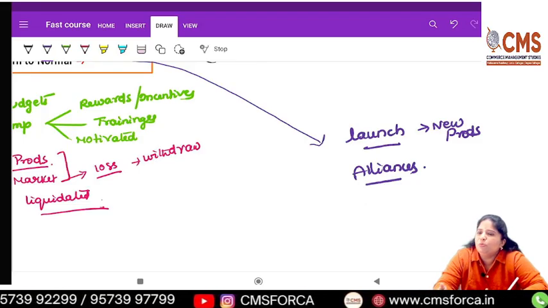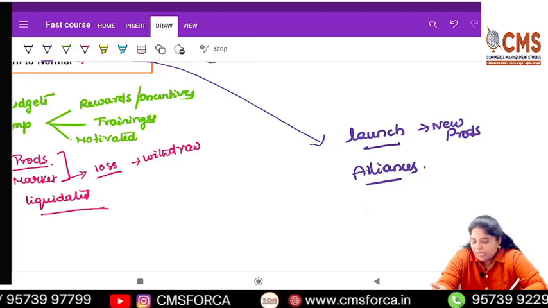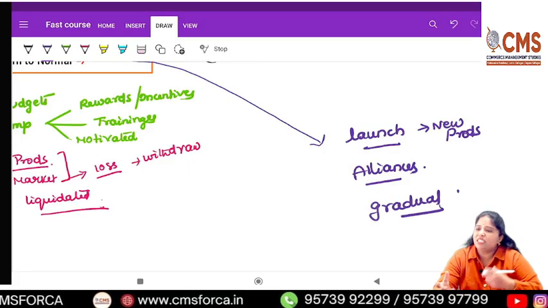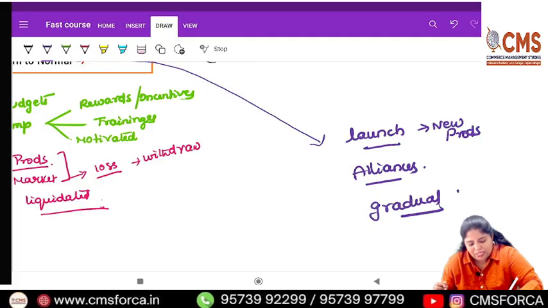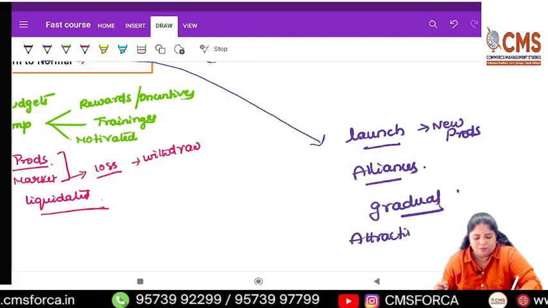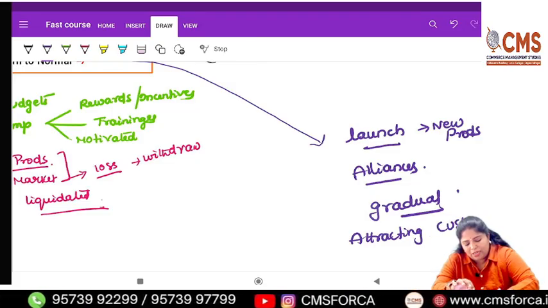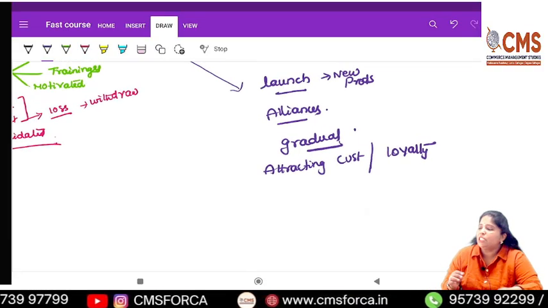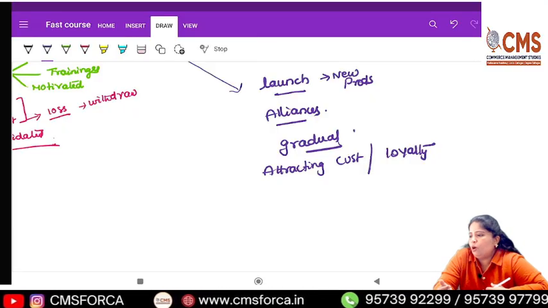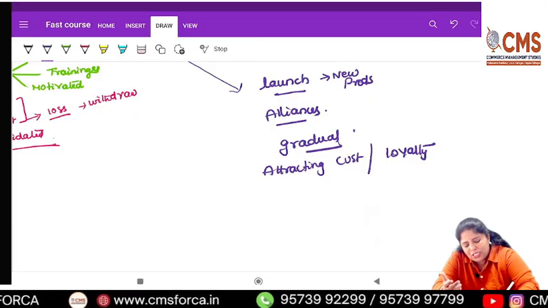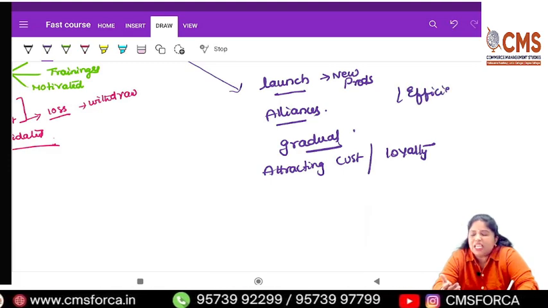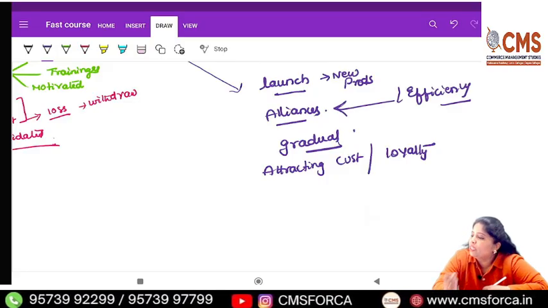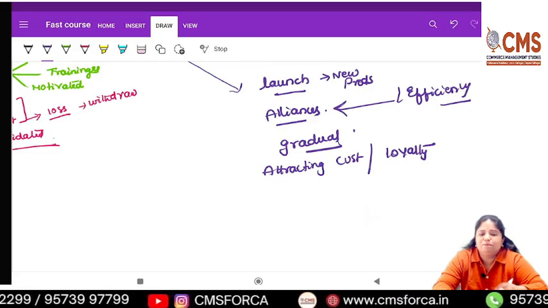But this is not going to be an activity that happens overnight. It's definitely going to be a gradual process. So they start launching new products. They start attracting more customers. They try to build customer loyalty. So over a period, slowly they get back to their normal operations. As their efficiency is improving, their operations have become more efficient, they are seeing good profits, they can even think of forming good strategic alliances.